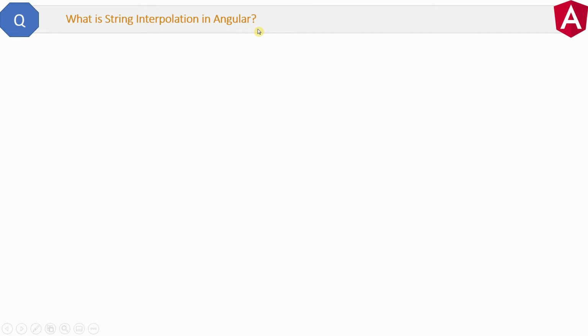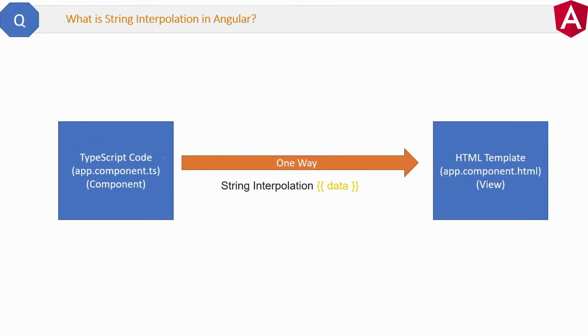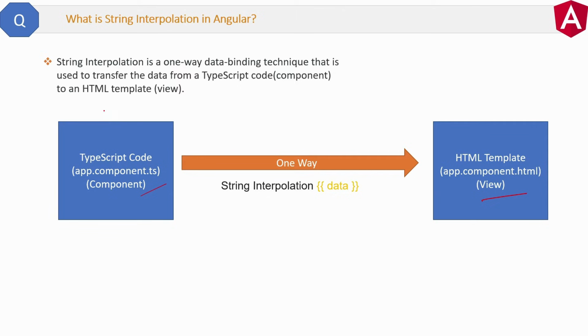What is string interpolation in Angular? Let's check out the theory first. This is the flow of data in case of string interpolation. Data will go from component to view. So the definition of string interpolation is a one-way binding technique that is used to transfer the data from TypeScript code or component to an HTML template, or we can call it view.